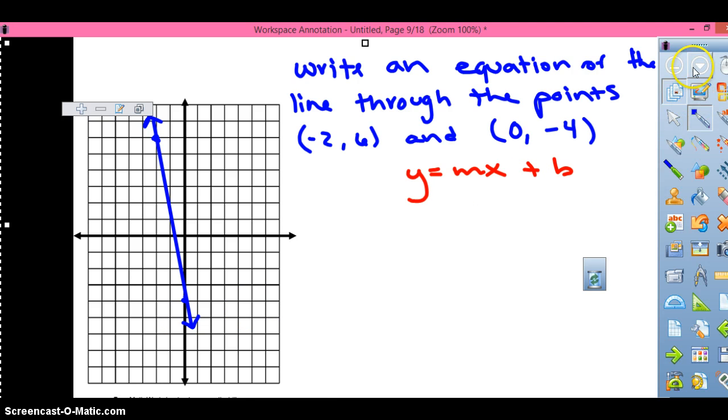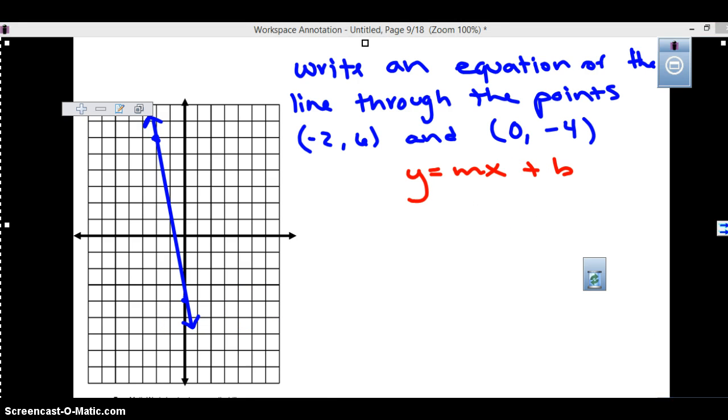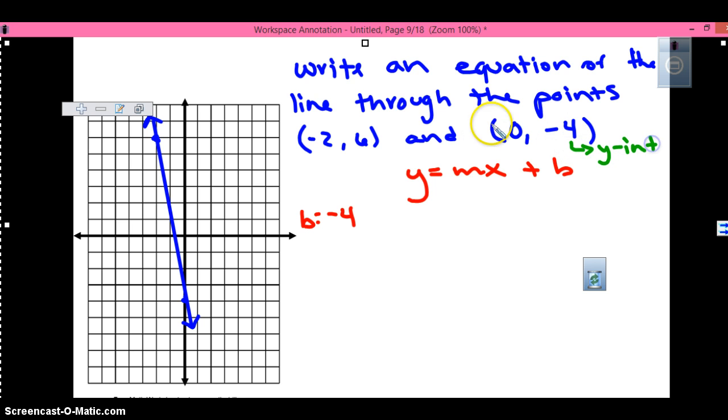Okay, so can we find the y-intercept? Do we know what the y-intercept is? What is it? -4. And we can see that this point right here, this is the y-intercept, where x equals 0 and y equals -4. That's your y-intercept. We didn't really have to graph it. Now what about slope?